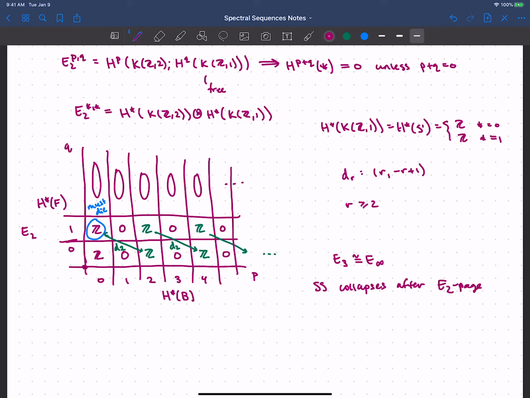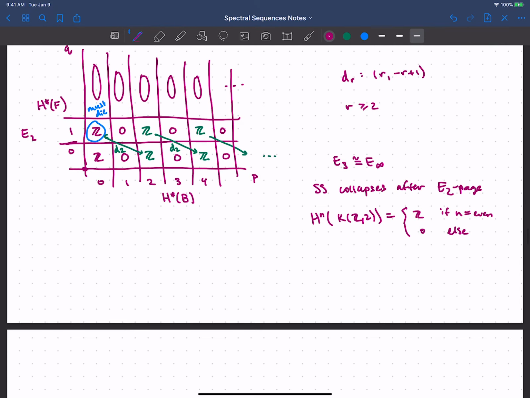Okay, I guess this already tells me that I know the cohomology of my KZ2 space, which is the base here. Well, it looks like I'm only going to end up with Z in even degrees and 0 in odd degrees. But I can actually say more. So let's think about this spectral sequence again, but as a spectral sequence of algebras.